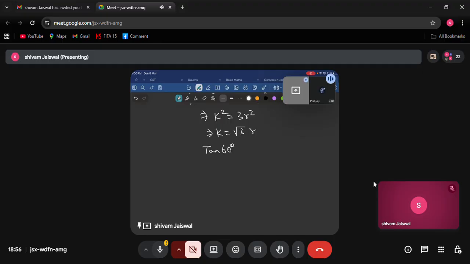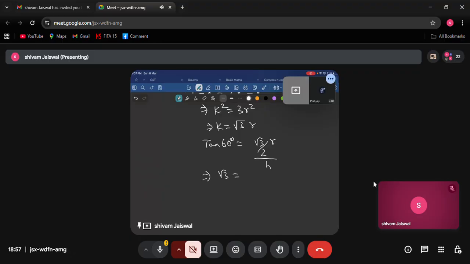Tan 60 degrees is equal to half, root 3 by 2r, divided by the height. This implies root 3 is equal to root 3 r by 2h. So root 3 gets cancelled, and h is equal to r by 2. So I've got the height of the triangle.